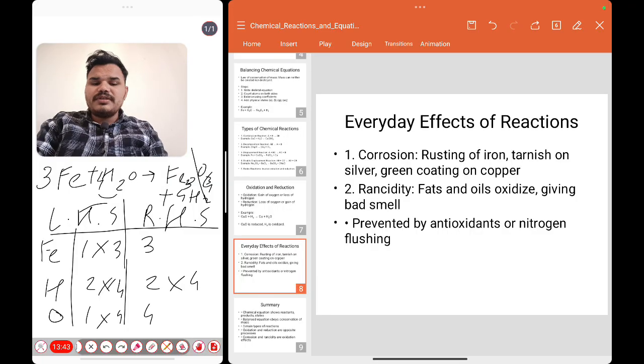Then the everyday effects of reactions, first one, it should be the corrosion, the rusting of iron, the tarnish on silver, the green coating on copper. These are the everyday effects, if we keep things for a long time.